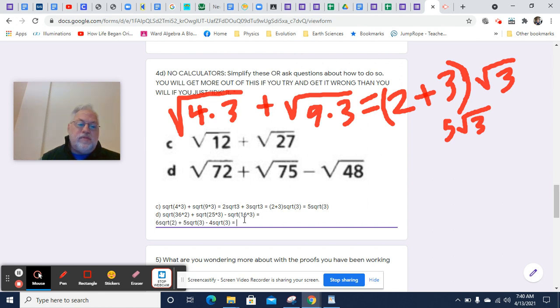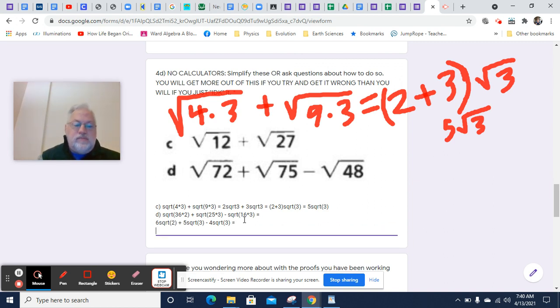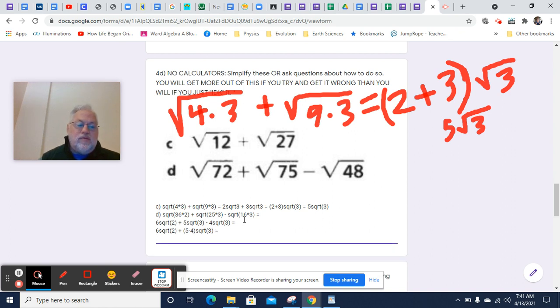And we can further simplify all that into 6 square root of 2 plus, now I'm going to say 5 minus 4 times the square root of 3. And that will equal 6 square root of 2 plus 5 minus 4 is 1. So I'm just going to call that square root of 3. I could put a 1 in there, but we don't generally do that.